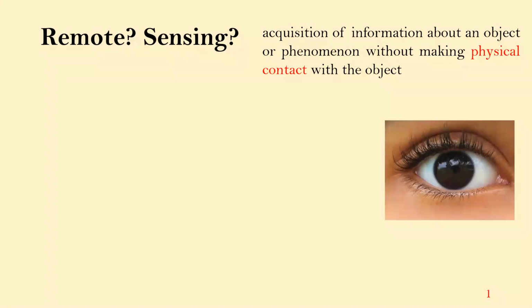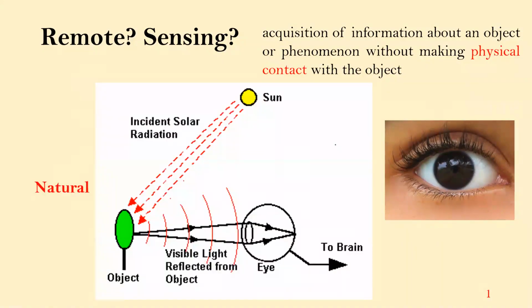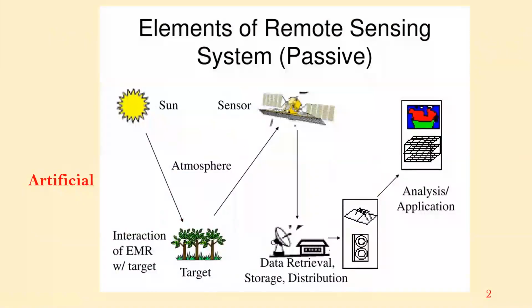For example, the human eye could act as a natural remote sensor. In this diagram, you could see how the eye is collecting information about an object from a distance without having direct physical contact. Here the information about the object is carried by the visible light reflected from the object. The energy source for the reflectance is incident solar radiation from the sun. In the same way, it is being mimicked in the artificial remote sensing system.